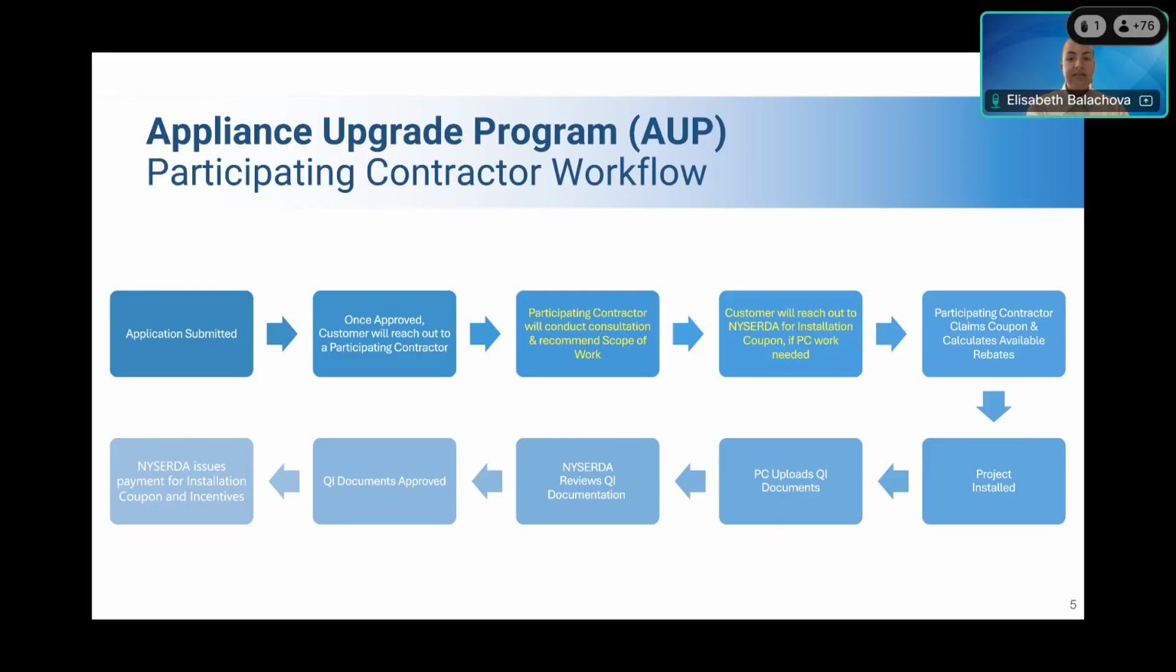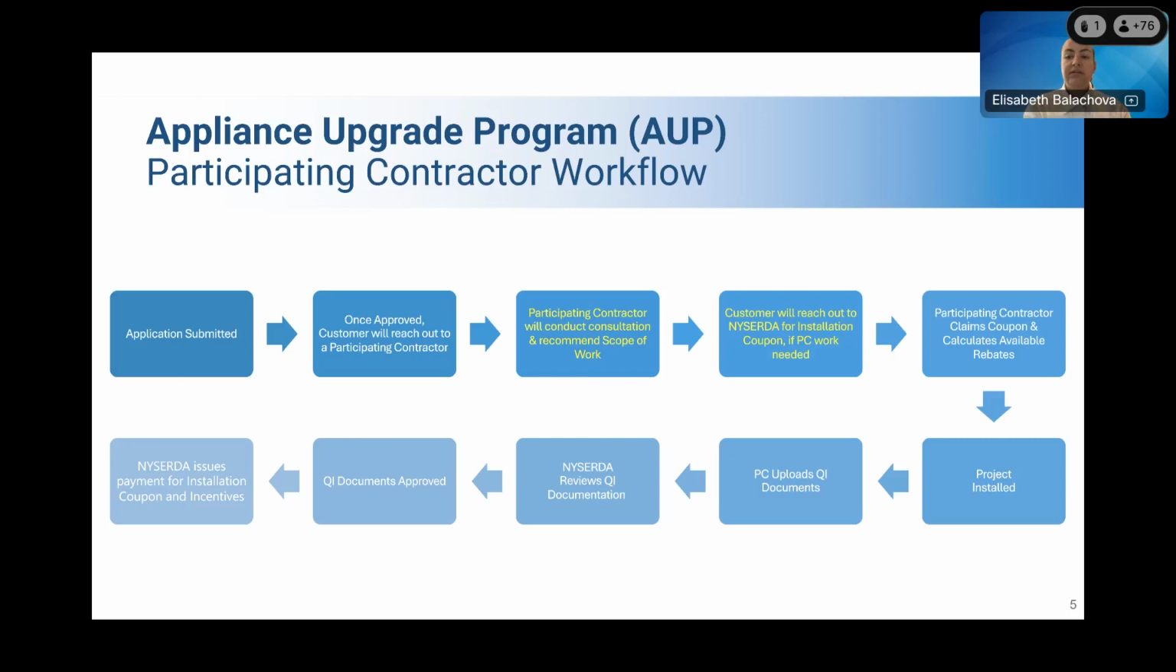What's different, as you will notice in the yellow text, is that you will have to conduct a consultation first and provide a recommended scope of work based on the program requirements and what is necessary to install the eligible program appliance. At that point, the customer will reach back out to NYSERDA for an installation coupon if any work is required for the appliance. That is what is different, because previously the installation coupons were automatically approved once the project was approved. So now that process is a little bit different.